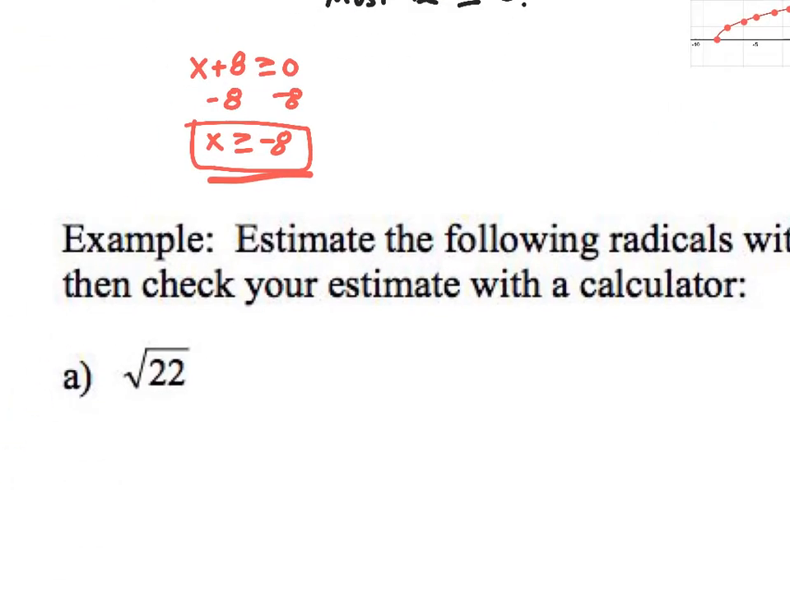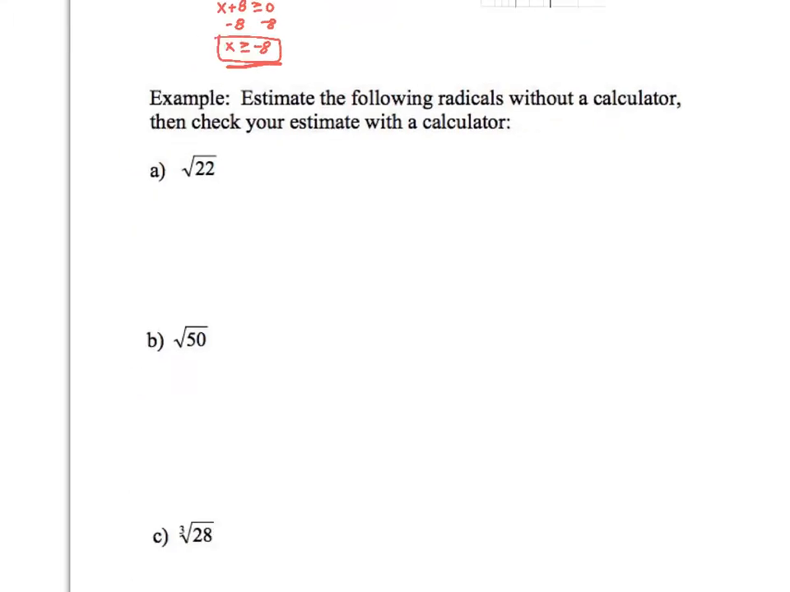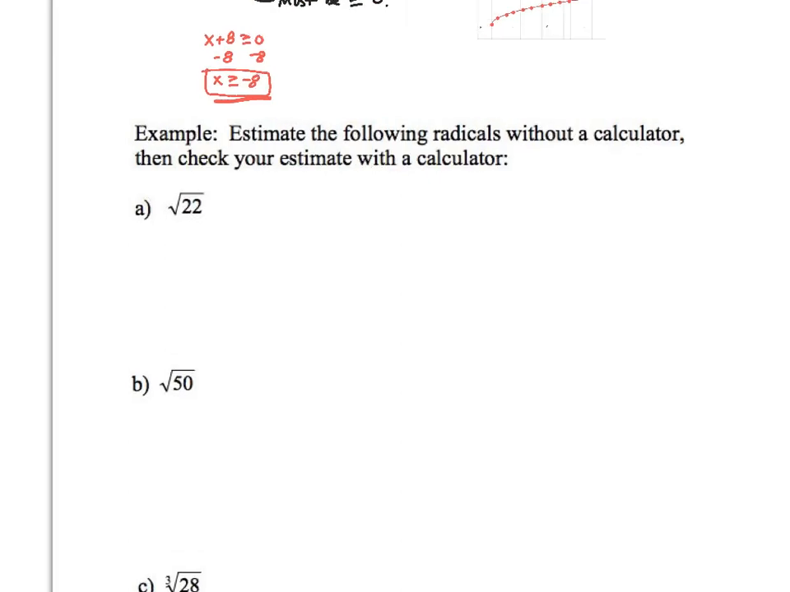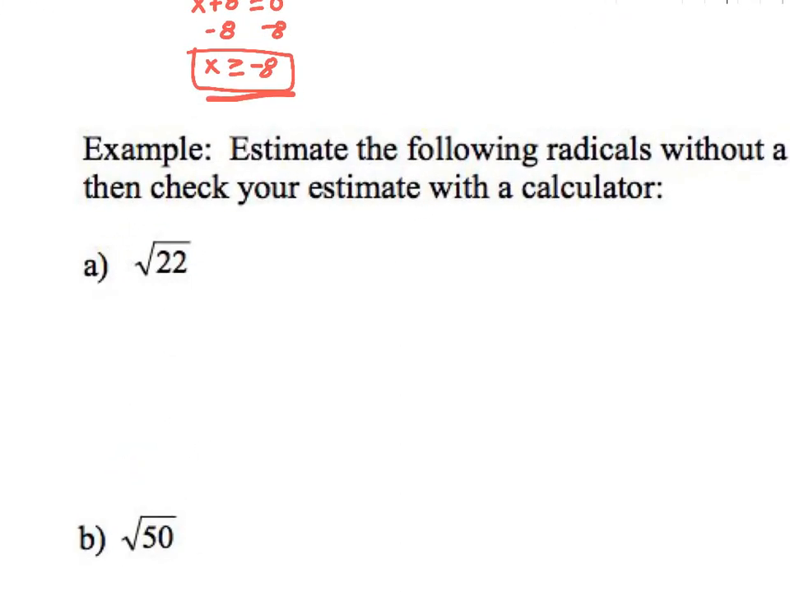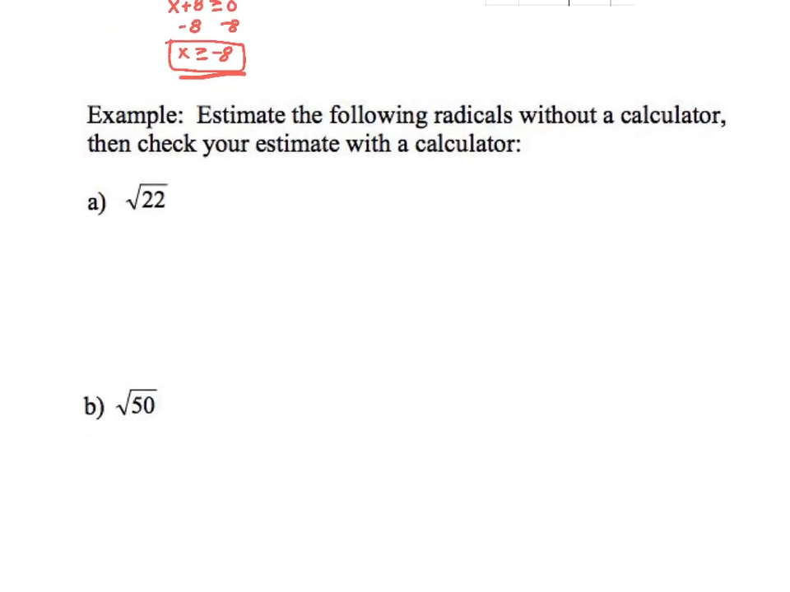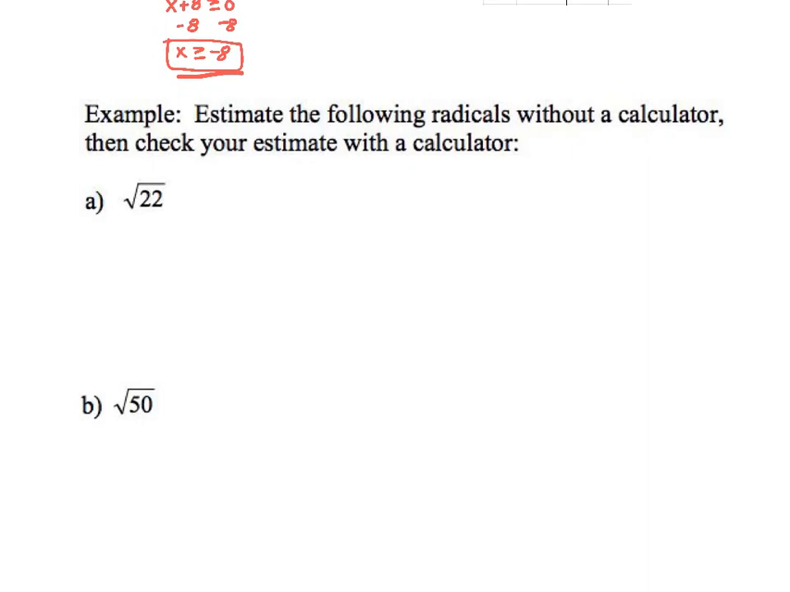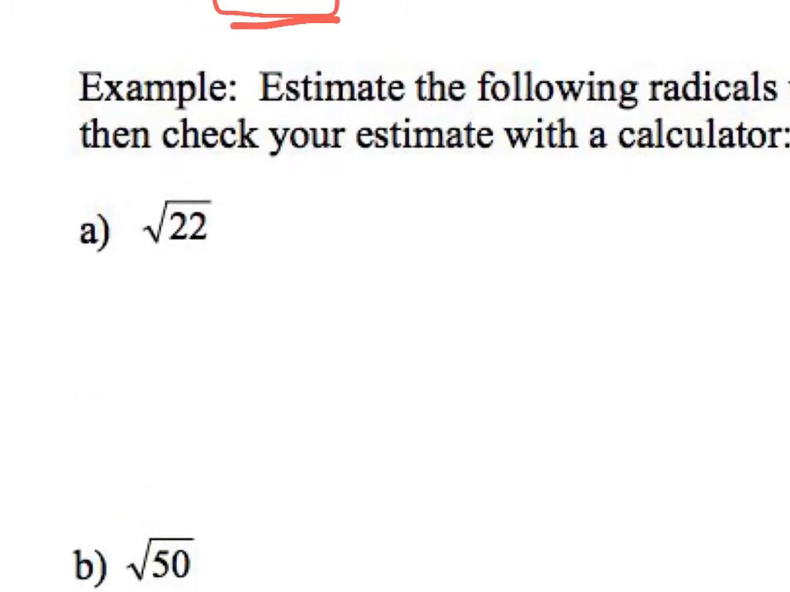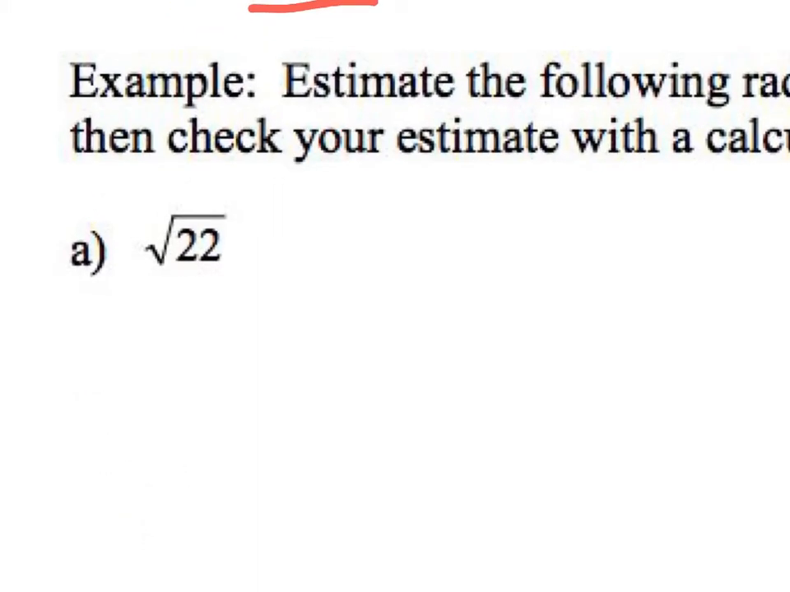All right, now let's take a look at these last few examples before we get out of here. And what I want to think about is something like this. We want to estimate the following radicals without using a calculator. If I went in and used a calculator, I could take 22 and find the square root of it, and if I plug this into the calculator, it's going to give me approximately 4.7.